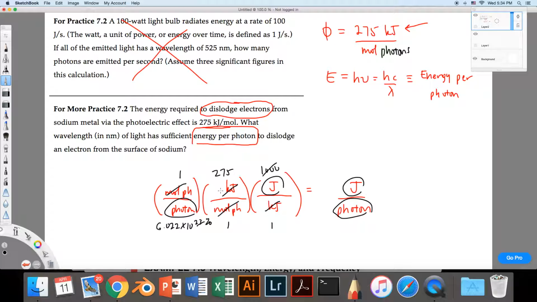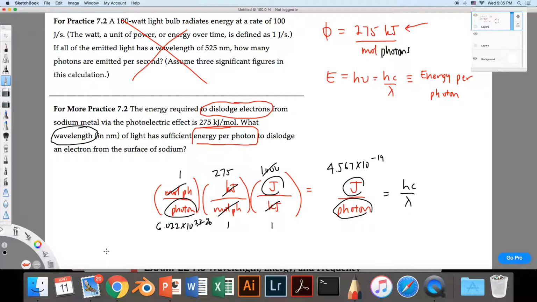Equals 4.567 times 10 to the minus 19. 4.567 times 10 to the minus 19 joules per photon, which is also equal to, watch this now, hc over lambda, which is, I'm looking for lambda, right? It's asking what's the wavelength.